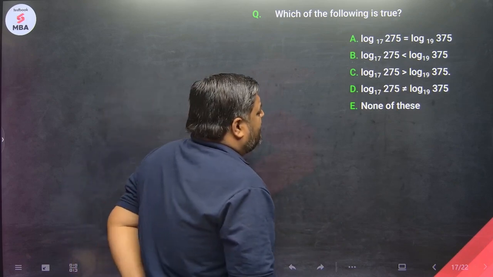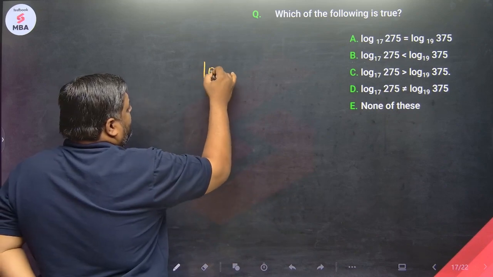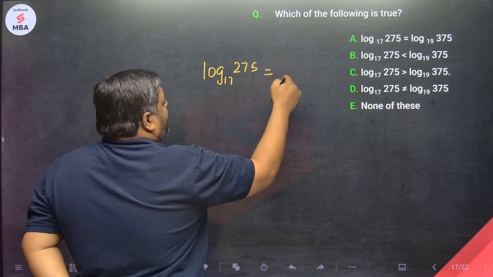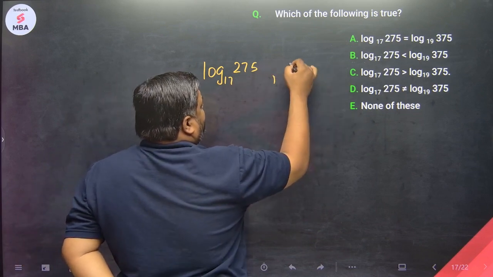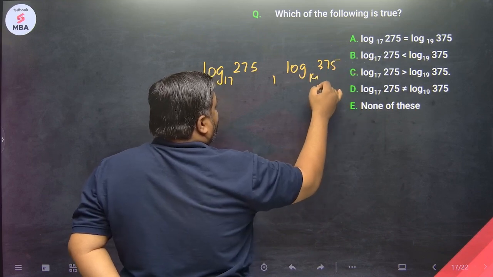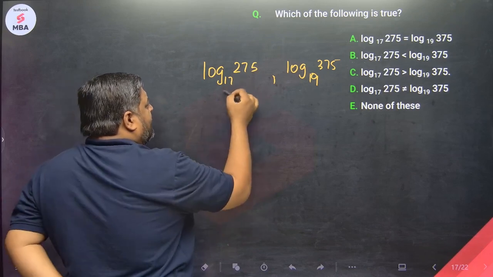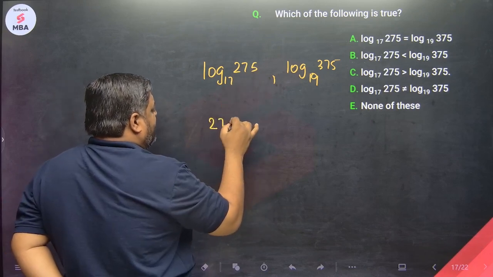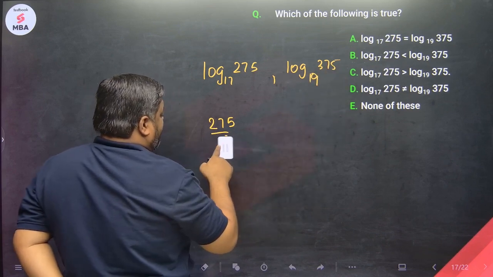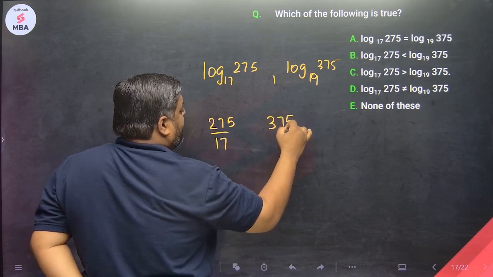अगर आपको compare करना है दो log को, you see the first log in all the cases is log 275 to the base 17 and second वाला log क्या है? Log 375 to the base 19. अगर आपको इन दोनों को कंपेयर करना है ना, तो ये उसी तरीके की बात है. कंपेयर द फ्रैक्शंस 275 upon 19 and 275 upon 17 and this is 375 upon 19.